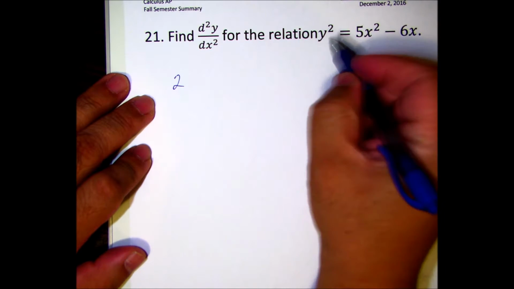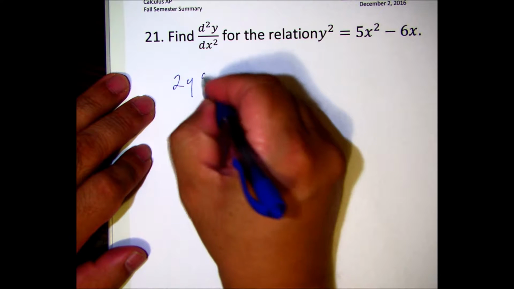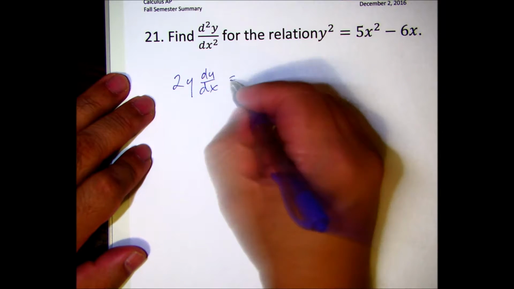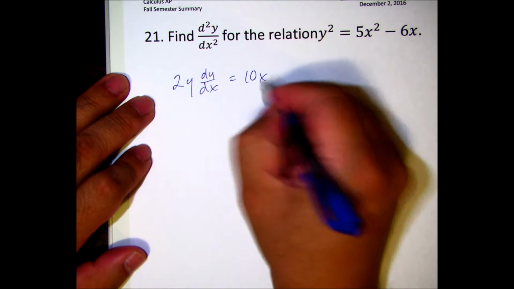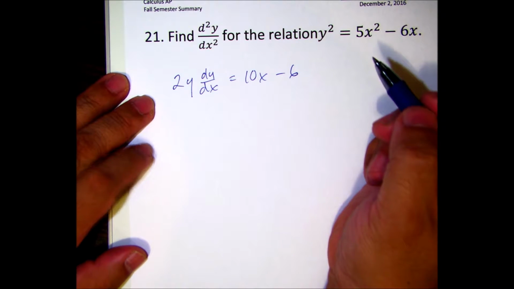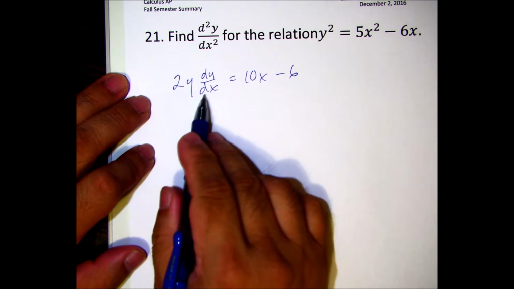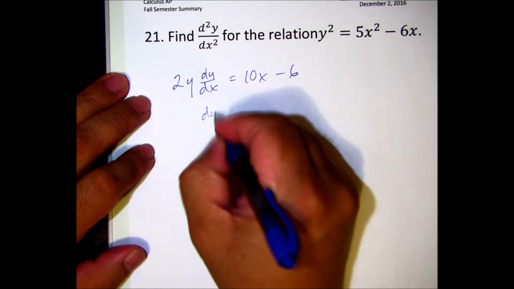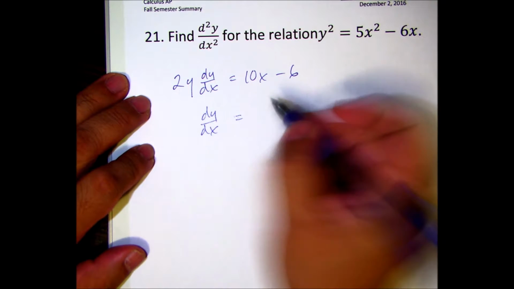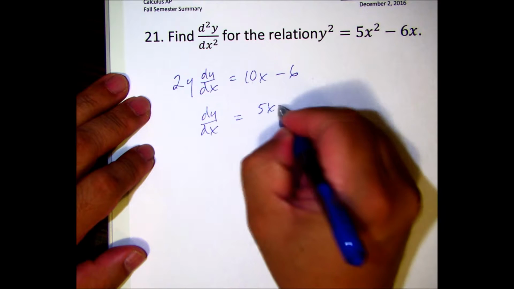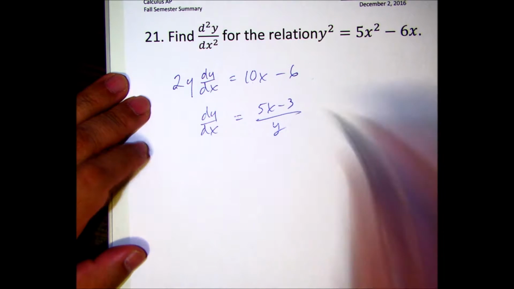So we're taking the derivative of y squared, so it's 2y dy dx equals 10x minus 6. See, that was boring. Not even product rule. Okay. You want to solve this for dy dx before we take the second derivative. So the 2 goes in there, making it 5x minus 3. So it's 5x minus 3 over y.